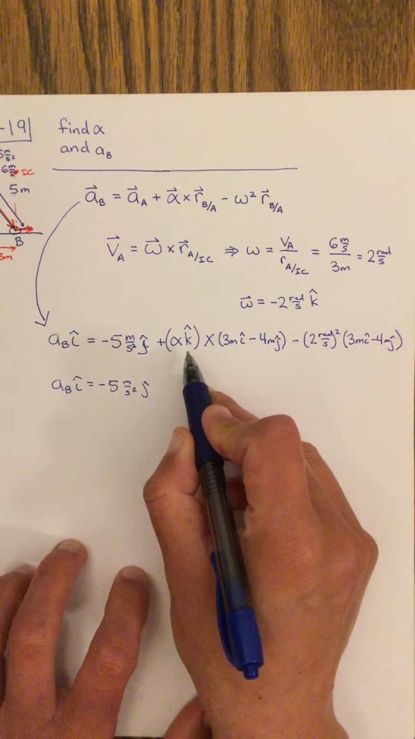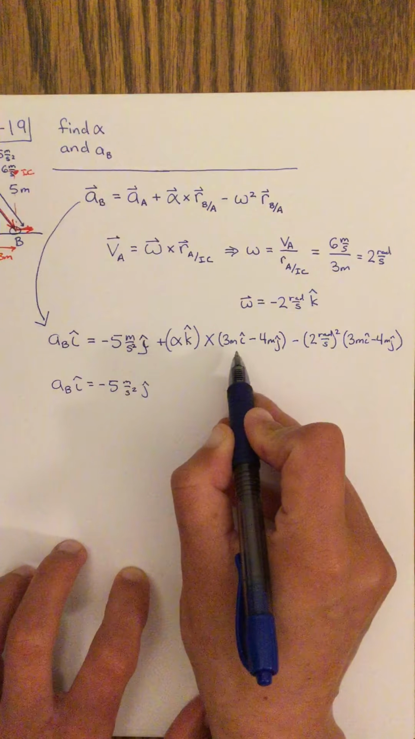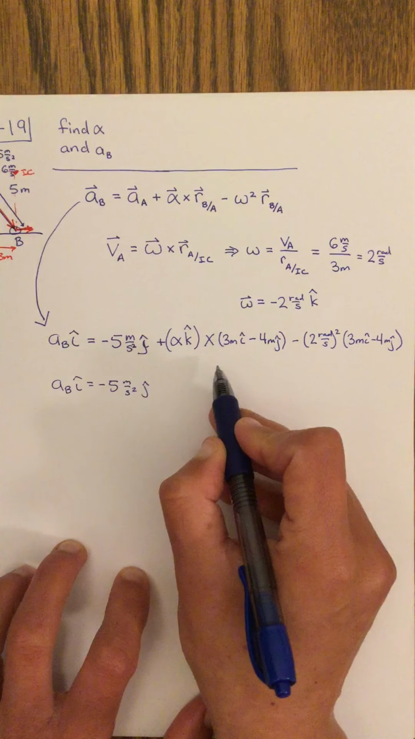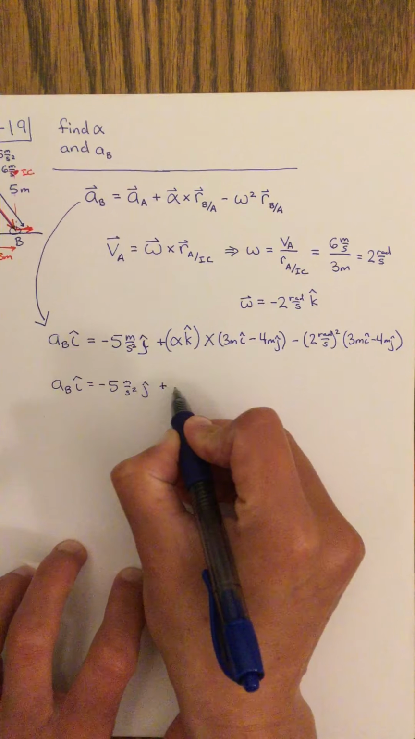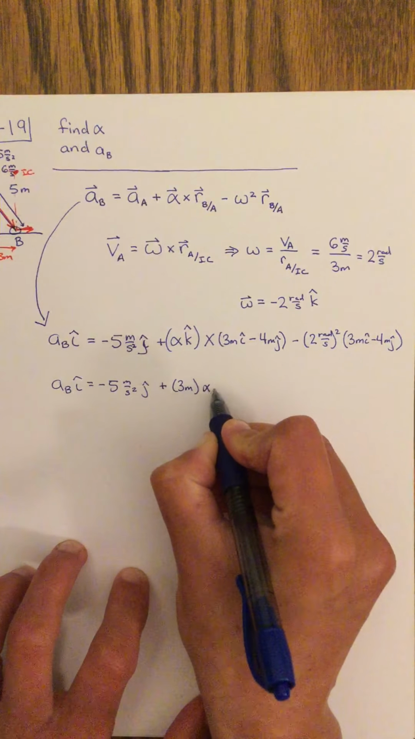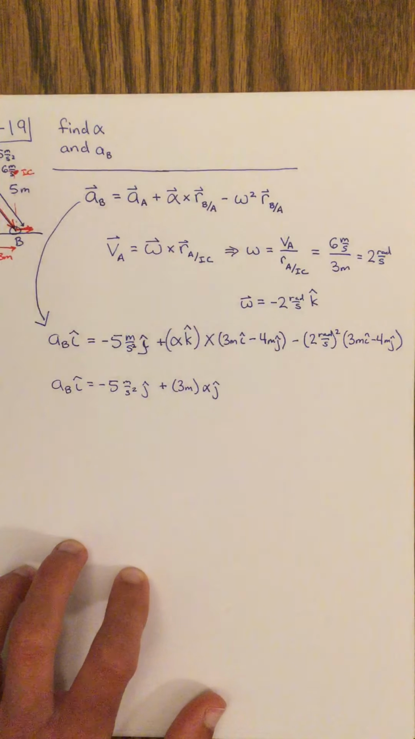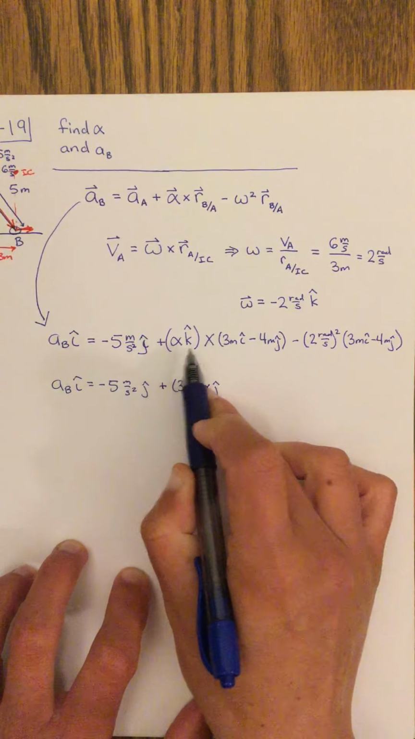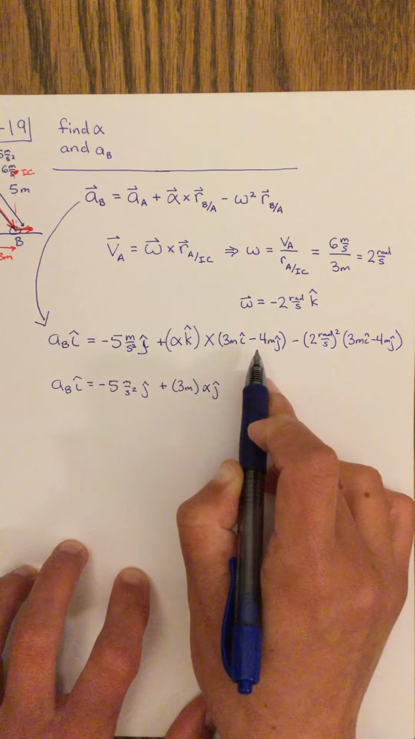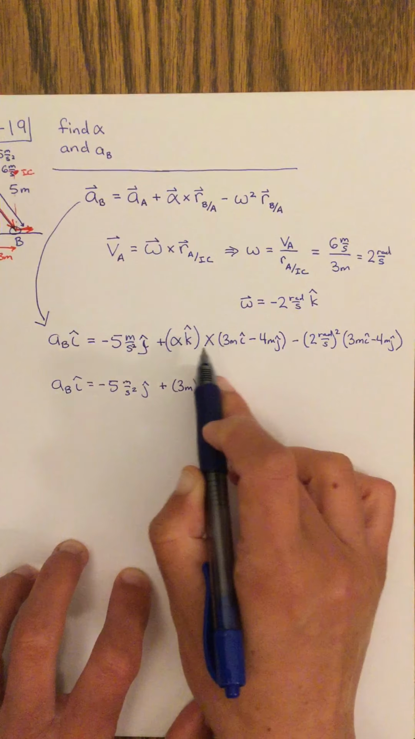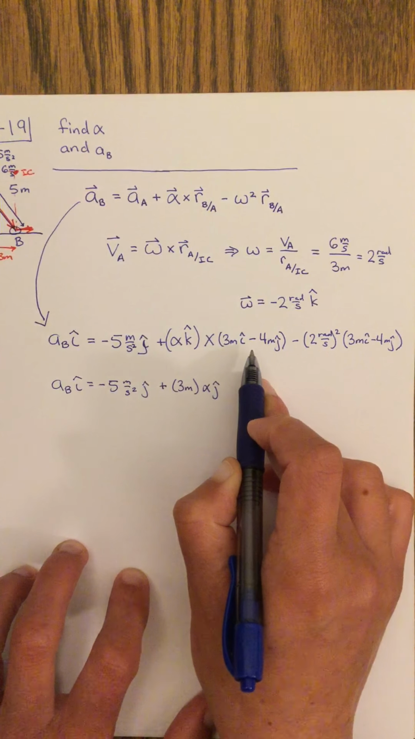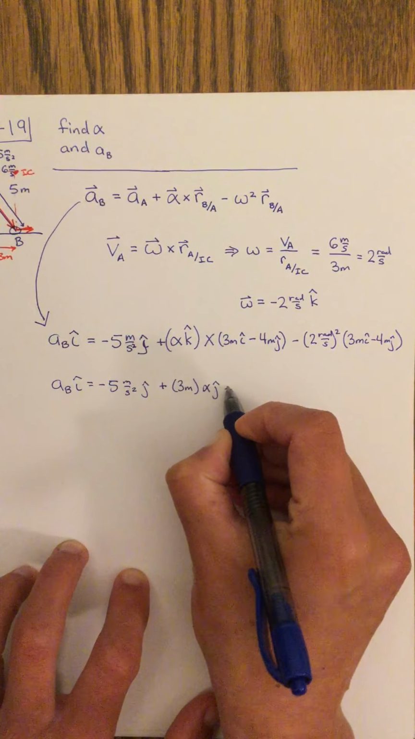For the cross product here, I have k hat crossed with i hat. K hat crossed with i hat gives me positive j hat. So that's plus 3 meters times alpha in the j hat direction. Then I have k hat crossed with j hat, which gives me negative i hat, but I have the negative sign here also. So k hat crossed with j hat gives me negative i hat, but the whole thing turns out to be positive because of the negative sign that I have here.